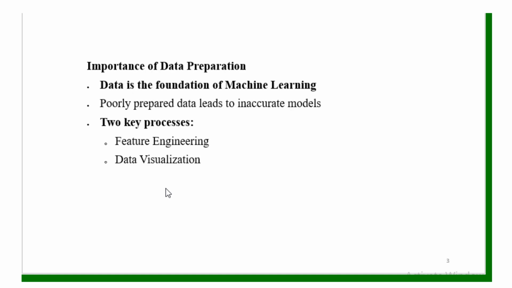So, what is the importance of data preparation? Data is basically a foundation for machine learning, and we know that if our data is poorly prepared or poorly maintained, that leads to some inaccurate results, that we already know. So, there are two main processes for data preparation. The first one is feature engineering, and the second one is data visualization itself.